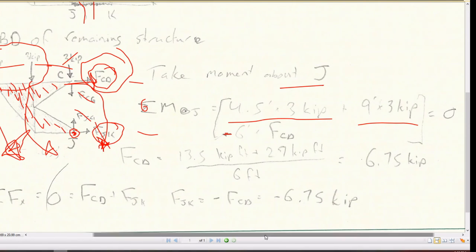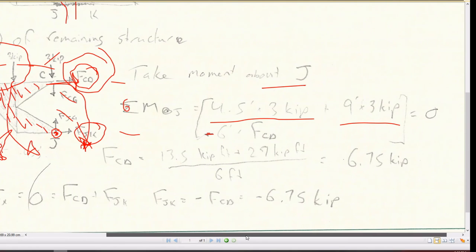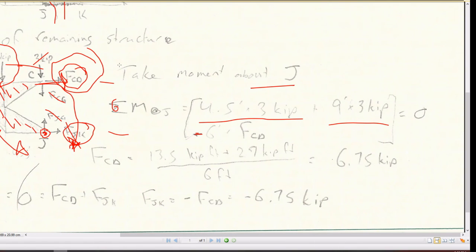Based upon that, it's relatively easy to solve for FCD. We've got 13.5 kip feet plus 27 kip feet divided by 6 feet gives us 6.75 kip. It's a positive value, so that means the initial assumption that FCD was under tension is correct. Tension.